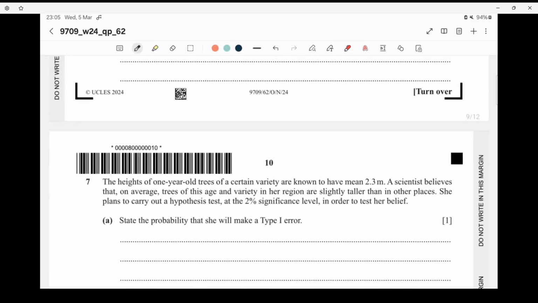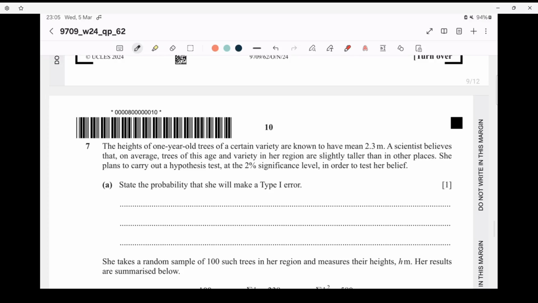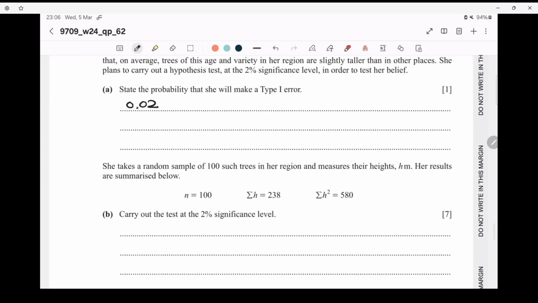Question 7, which is the last question. Heights of 1-year-old trees of a certain variety are known to have mean 2.3, and carry out the hypothesis test at 2% significance level. So what is the probability that she will make a type 1 error? It seems like this is a continuous random variable, so your type 1 error will be the same as your significance level, which is 0.02. You take a random sample of 100 and carry out the test at 2% significance level.